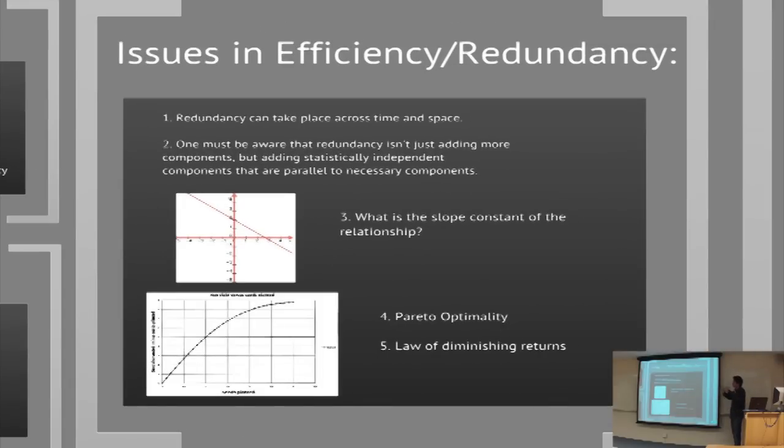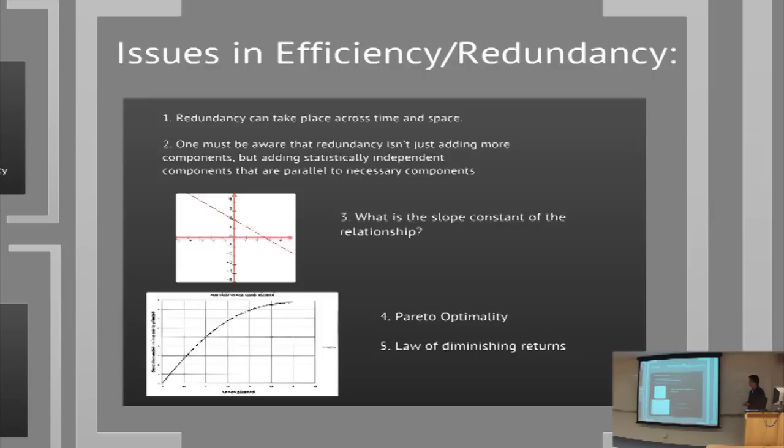And then, of course, there are issues in the efficiency and redundancy relationship. First, redundancy can take place across time and space. The way we drew these engines is redundancy over space. What about redundancy over time? Say my engine breaks. Then, of course, I've got to go to the car repairer who installs a new engine. That's redundancy over space as well, because there's a person who can provide engines, but it's also redundancy over time, because you can solve it by using your time and resources to get another engine.